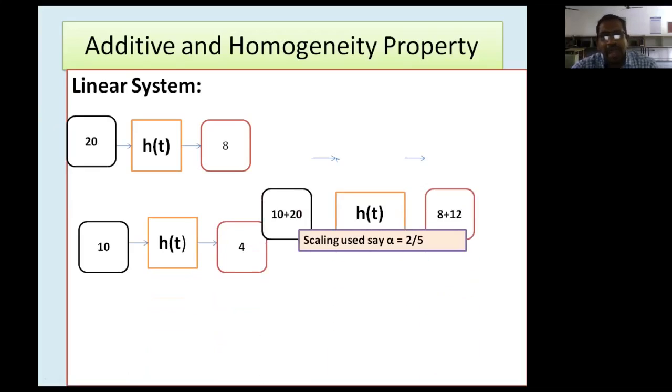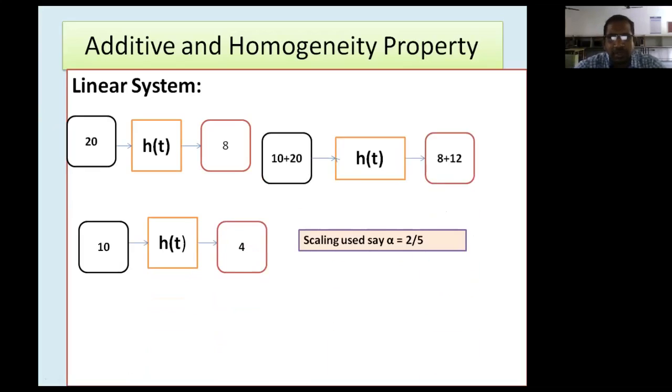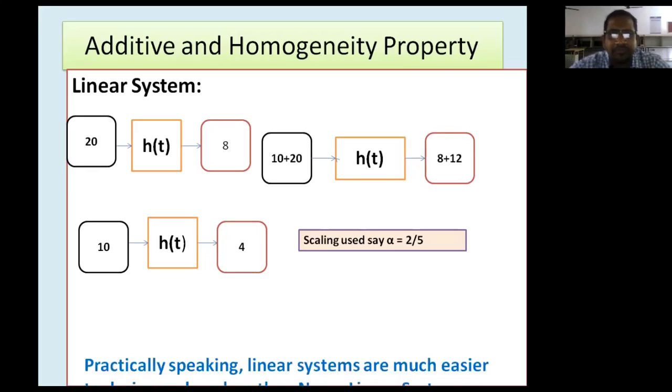Even if I add the two signals 10 plus 20, I should get the output as 8 plus 4 only. I should not get anything else. If I get exactly 8 plus 4, it means the system supports scaling as well as additiveness. That means it supports the homogeneity property as well as the additive property. Therefore, we can call this system a linear system. This is how a linear system behaves.